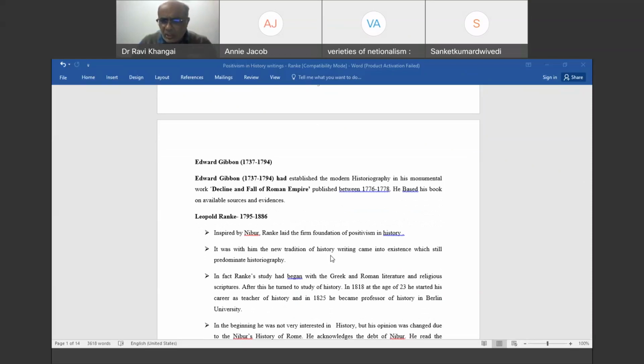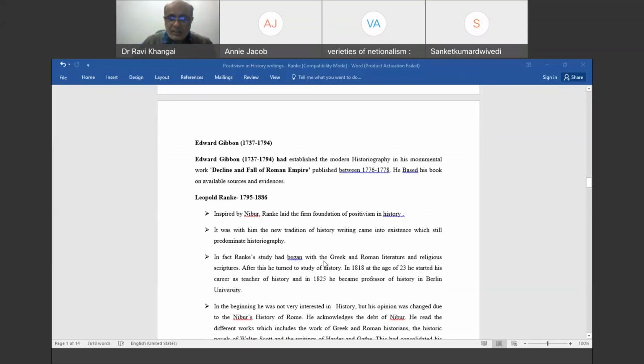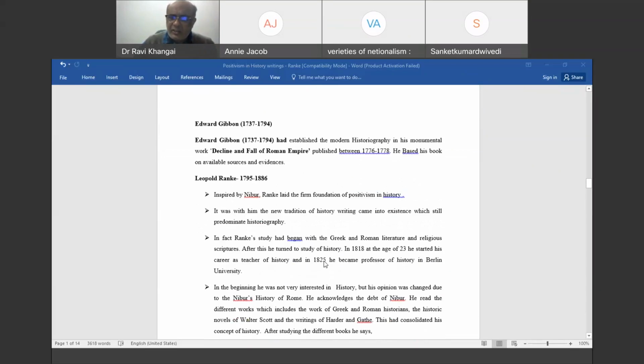He wrote a lot of texts based on the positivist thought, and apart from that, he also trained a number of people. So we'll come to that. His seminars are very famous. Ranke, in the early phase of his life, studied Greek and Roman literature. He studied religious scripture. He was fascinated by the novels of Walter Scott.